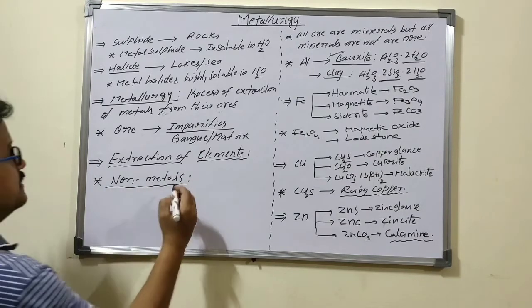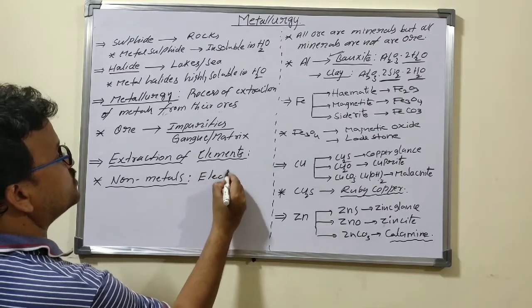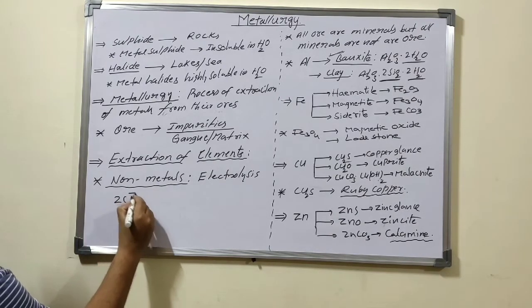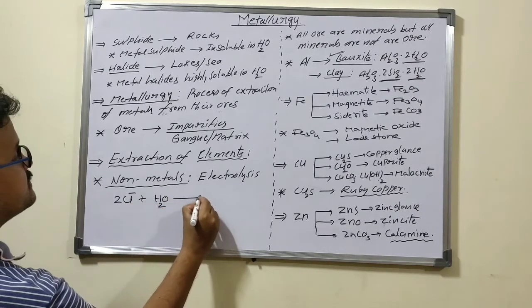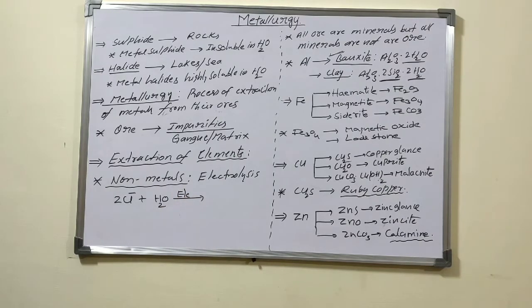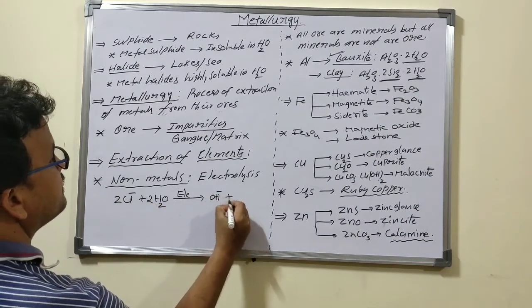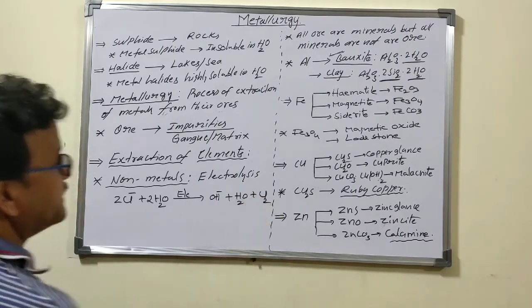This is a simple process. Non-metals can be extracted by the electrolysis process. For example, chlorine electrolysis. When chloride ions are subjected to electrolysis, I am preparing chlorine by the electrolysis method. I took chloride ions, treated with water, that is electrolysis. Then I am getting chlorine gas.